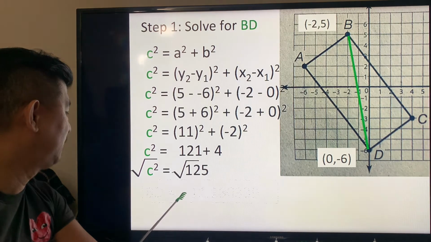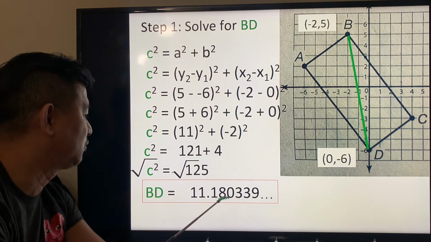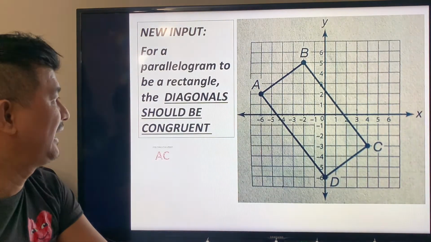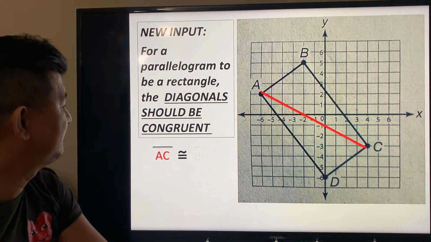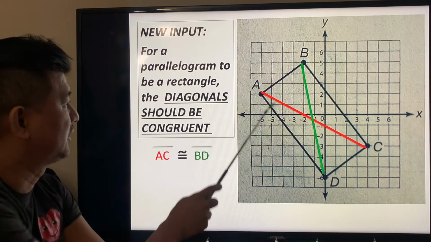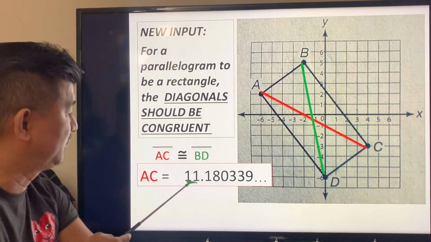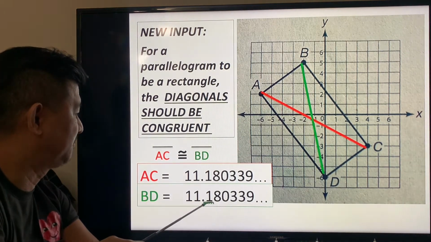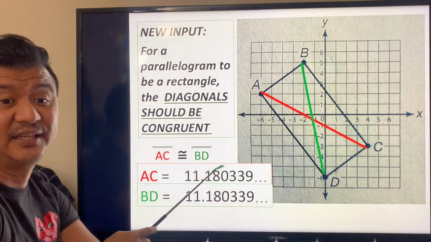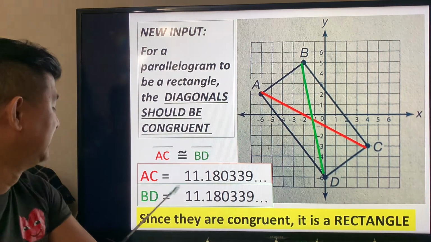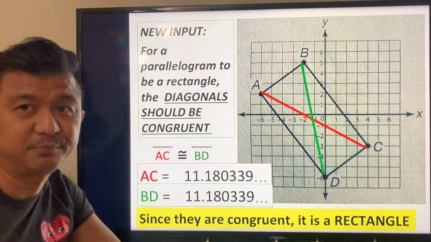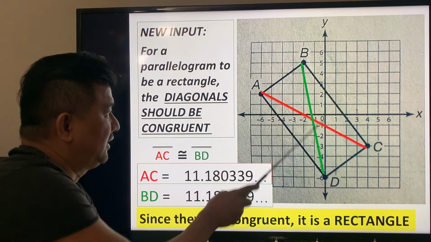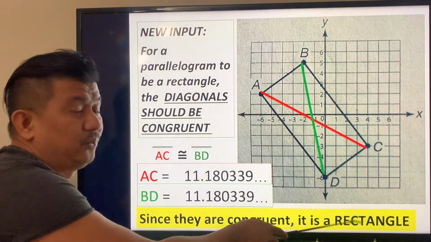So the square root of 125 is also 11.18033, non-terminating. So we got the value of AC and the value of BD. A while ago, we solved for this and we got 11.1803339. And a while ago, we got this also 11.1803339. They are the same. Check this out. Since they are congruent, we have proven that it is a rectangle. Two diagonals are congruent. It is surely a rectangle.